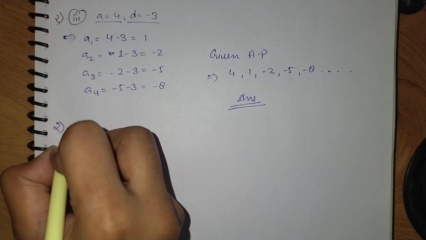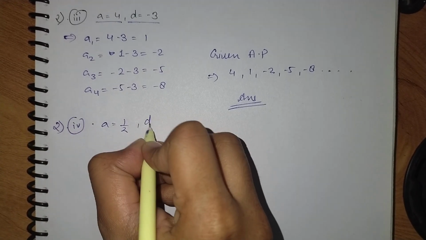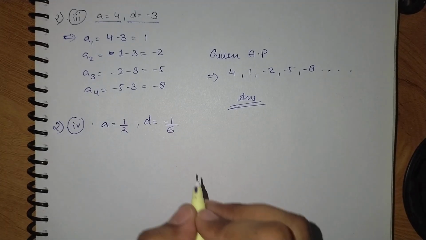Now if we solve the fourth part, the first term is 1 by 2 and D is equal to minus 1 by 6.